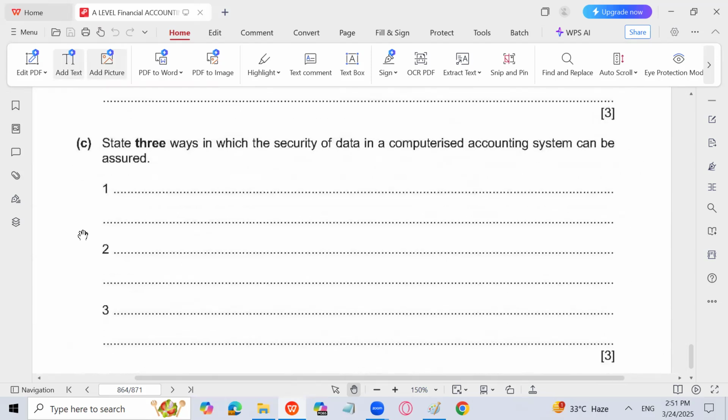State three ways in which the security of data in a computerized accounting system can be assured. This is quite simple. How you can go for a security of data, that data should be secured. No one who is not equipped with the computerized accounting system should have access to the data. No irrelevant person should have access to the data. Second, we should go for a proper password and key, which should remain in the hands of the highest management or the concerned person. You can install a firewall, right?